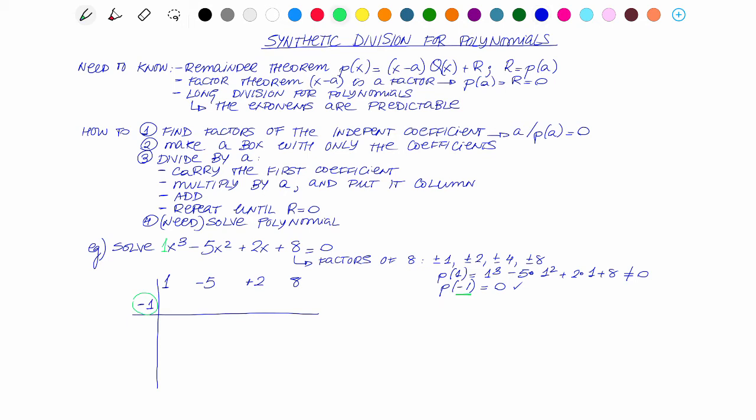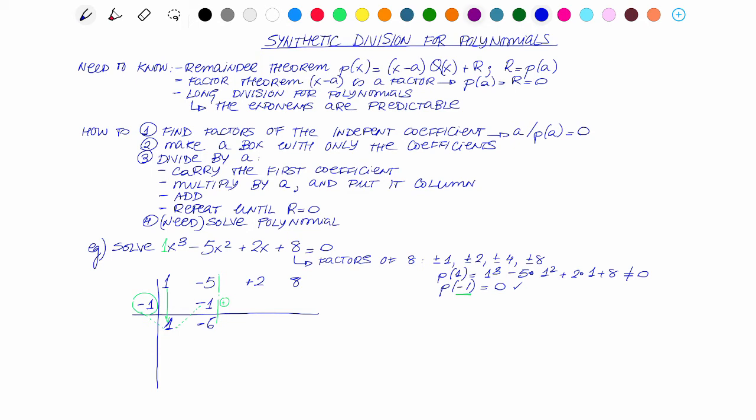Now we're ready. This first coefficient always gets carried down. Doesn't matter what it is, we put it there. Then we're going to take these two, multiply them together, and put the result in the next column. In our case, -1 times 1, that's a -1. And then we're going to take these two and add them together. We will put that in our next place in here. -5 minus 1, that's a -6.